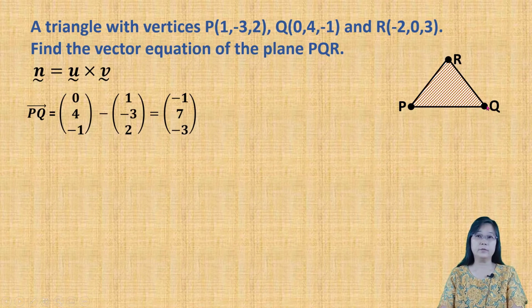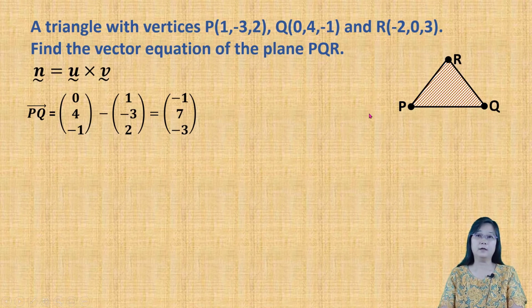So direction vector PQ can be found by using the position vector of Q minus the position vector of P. The position vector of Q we can get from the coordinates of point Q, and the position vector of P we can get from the coordinates of point P. So when we subtract, we will get the direction vector of PQ.